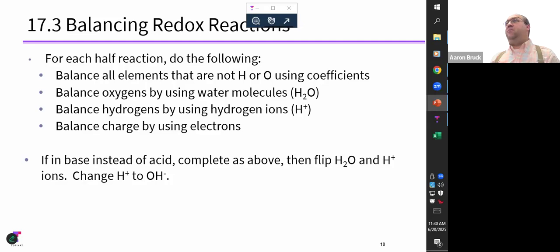So we're going to go off of the assumption that this reaction is being balanced in acid. And that's what we'll do for the reaction here. Now, if it's actually in base, all that we need to do is at the end, we just change it around. So however many waters were on the one side, we shift it over to the other side. We turn the hydrogen ions into hydroxide ions. But the last thing that we would do then is balance the charge by using electrons.